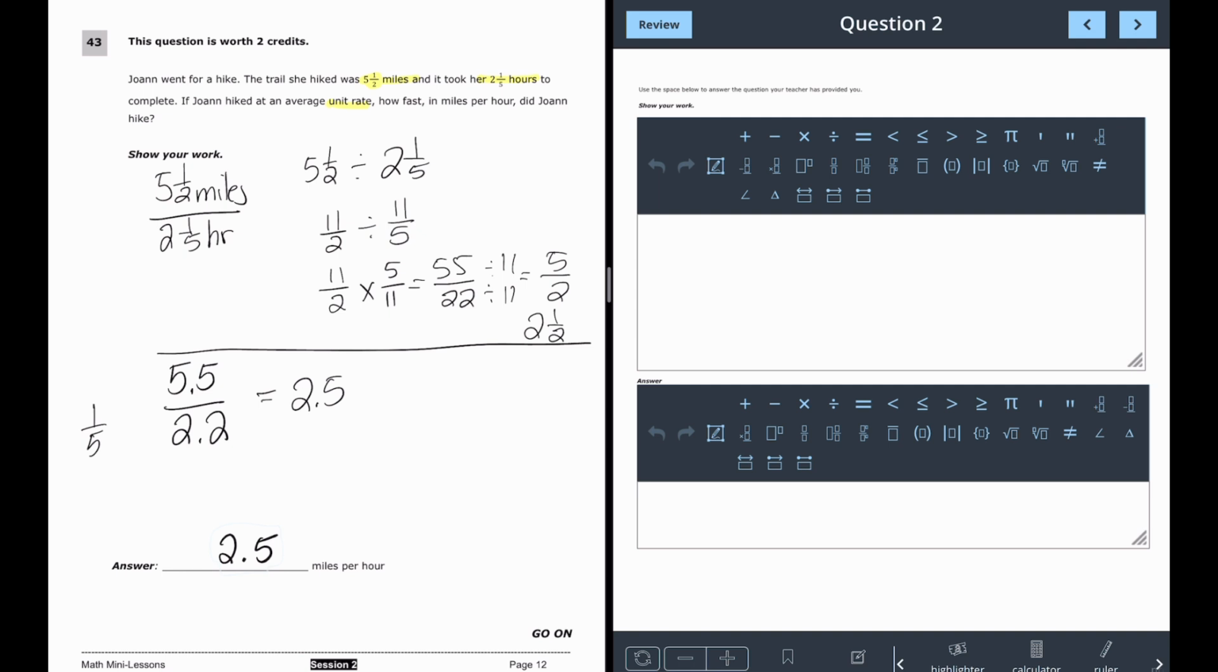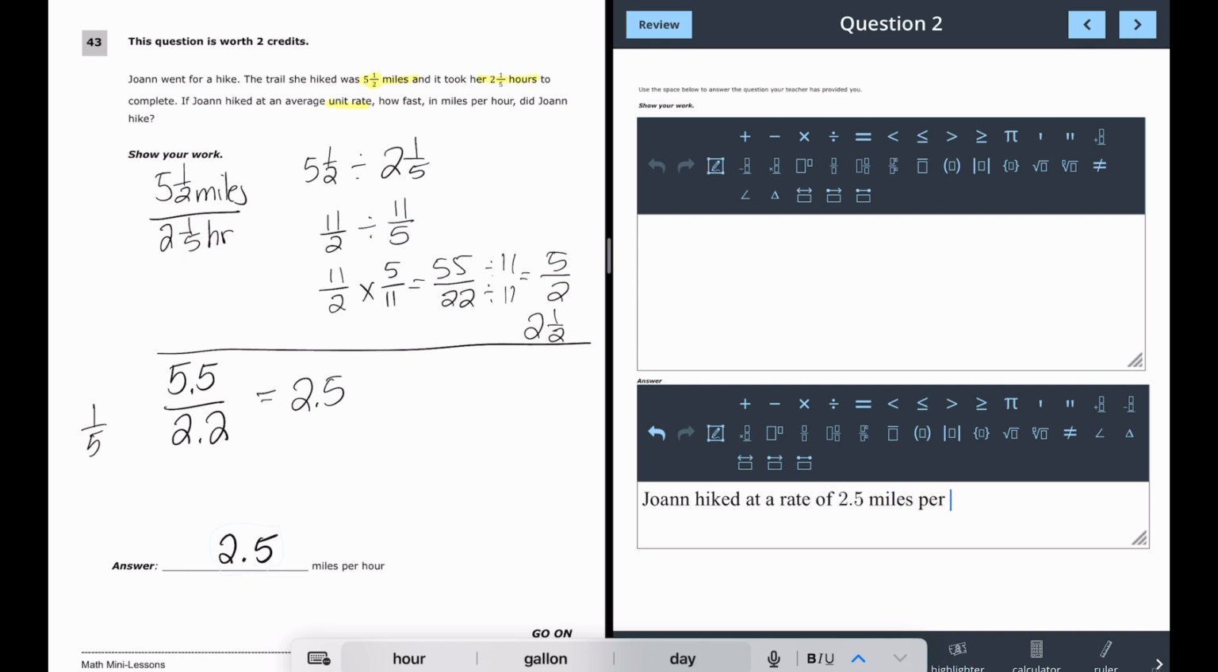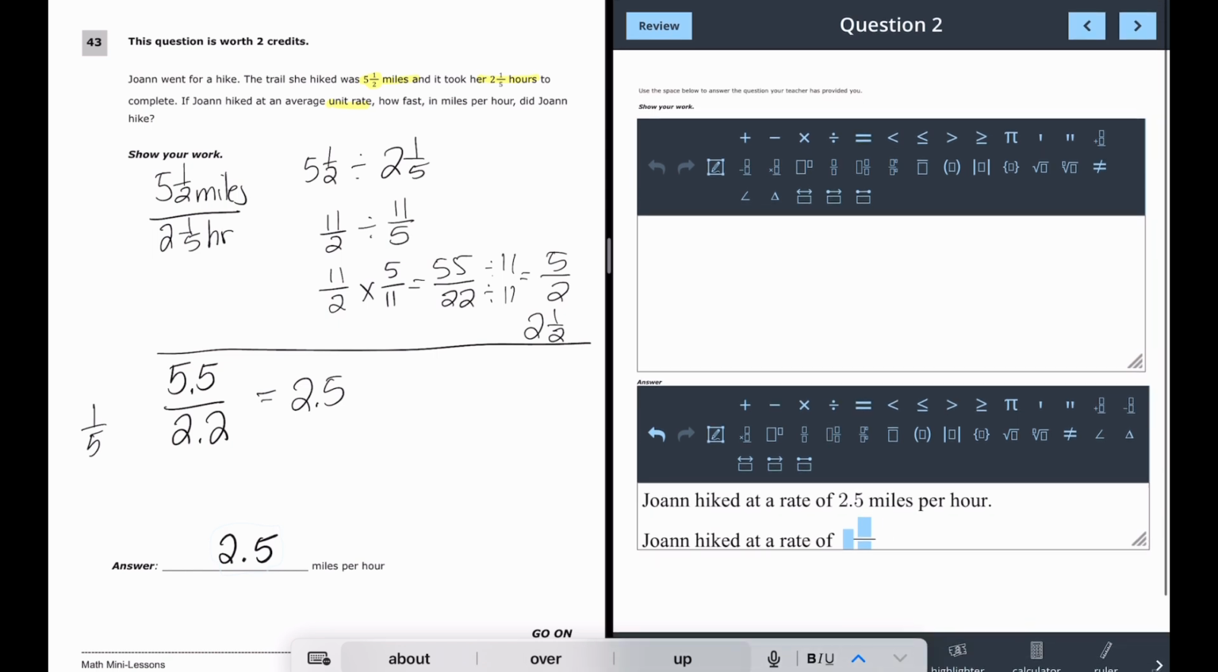All right, so remember we had to have the right answer, and we have to show our work correctly. Clearly, in this case, decimals was the easier way to go, but we also know some kids probably did it with fractions, so I'll show both. So for my final answer, I'm going to just answer the question. Joanne hiked at a rate of 2.5 miles per hour. That's it. Or if you wrote it as a fraction, Joanne hiked at a rate of, and then I would just hit the mixed number button. I can bring this down.